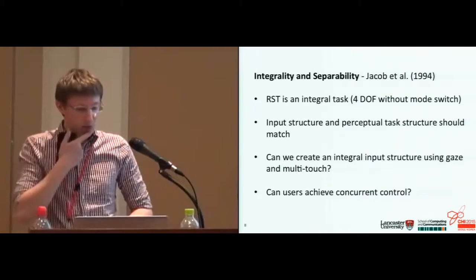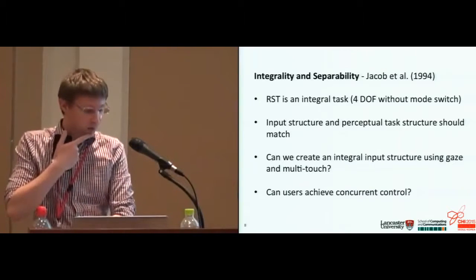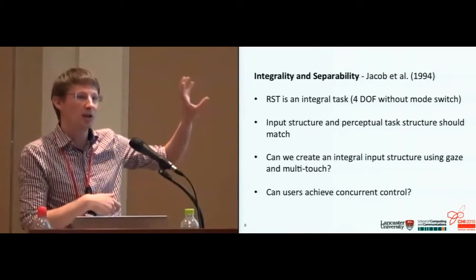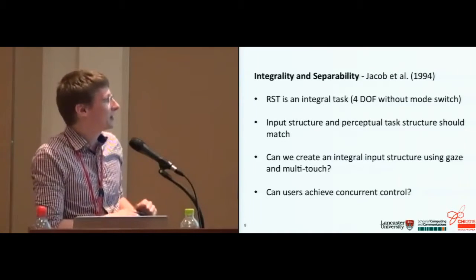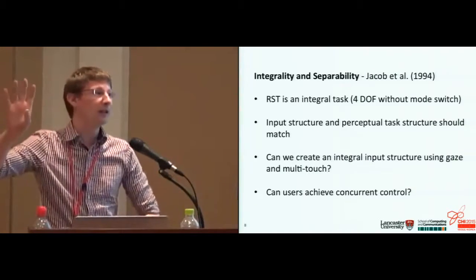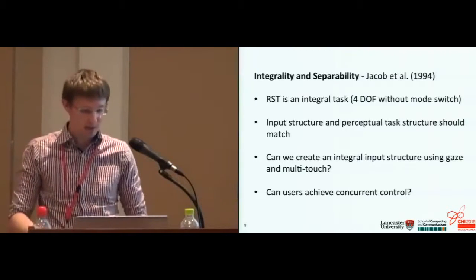And so we thought a little bit about what this meant and how we could apply this. We thought about things like, well, what is it that gaze can do to assist the multitouch? How can the gaze augment the multitouch? And when we did this, can they achieve concurrent control? So is it that the gaze always happens separately to the multitouch, or can we get these to happen at the same time?